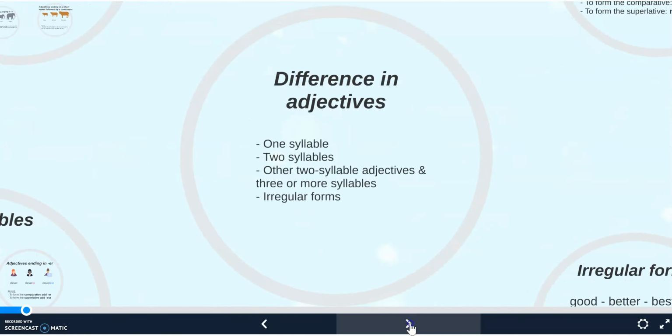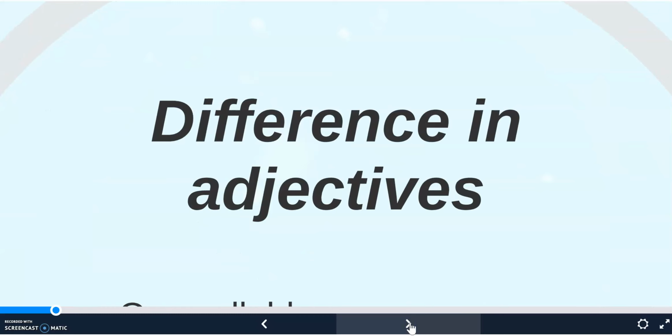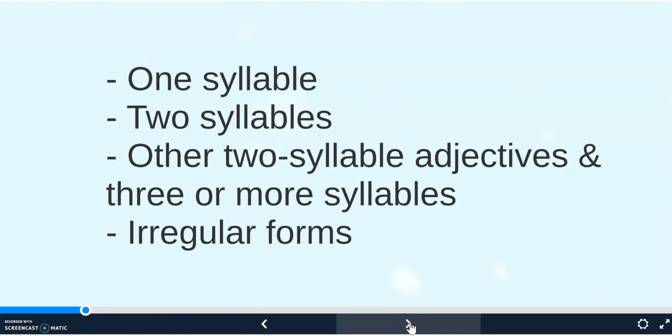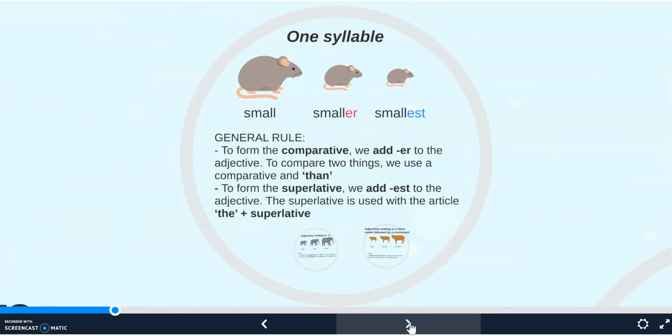First of all, it's important to note that there's a difference in adjectives when we are talking about the comparative and the superlative degrees. So there are 1-syllable adjectives, 2-syllable adjectives, other 2-syllable adjectives and 3 or more syllable adjectives, and irregular forms. This is important to know because of the rules that apply to the comparative and the superlative form for the different types of adjectives. Let's have a look at the first type of adjectives, the 1-syllable adjectives.